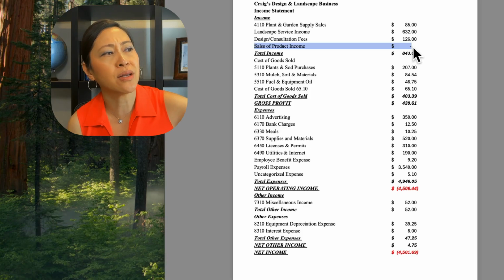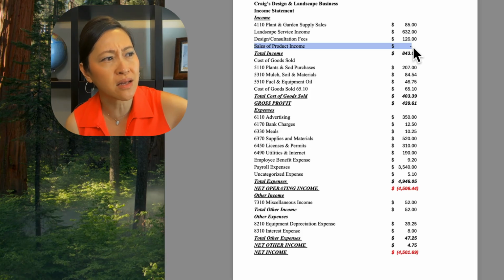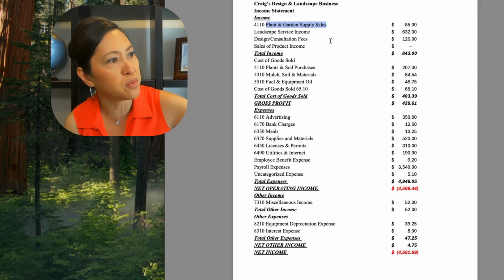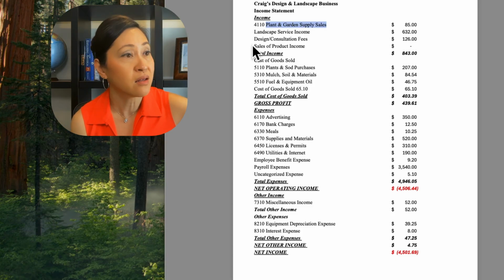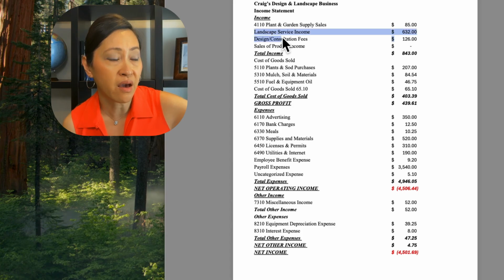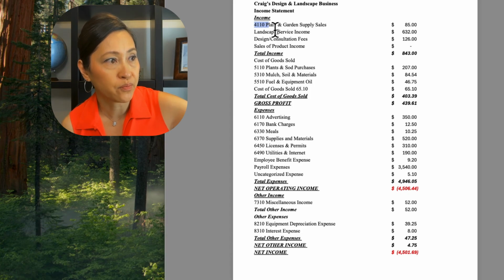That raises a question. Is this an extra account that isn't really being used? Or should some of the sales sitting here actually belong in one of the other accounts? It sounds very similar to plant and garden supply sales, so maybe these 2 accounts could be combined. Here's another point. These accounts don't even have account numbers. That's a red flag. See, this one has one, 4110.